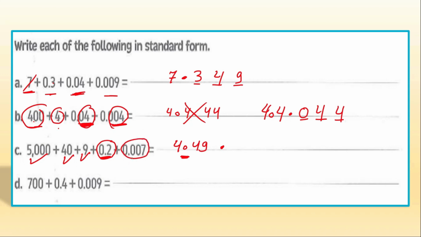أكتر digits عندك في الديسيمال هي 3 digits، فانت هتكتب 1 2 3، وبعدين هنا عندك 2 in tenth هتكتبها، بعد كده 7 in thousandth، هتلاقي مفيش hundredth فهتكتب 0. اوكي؟ the last one 700 plus 0.4 plus 0.009.